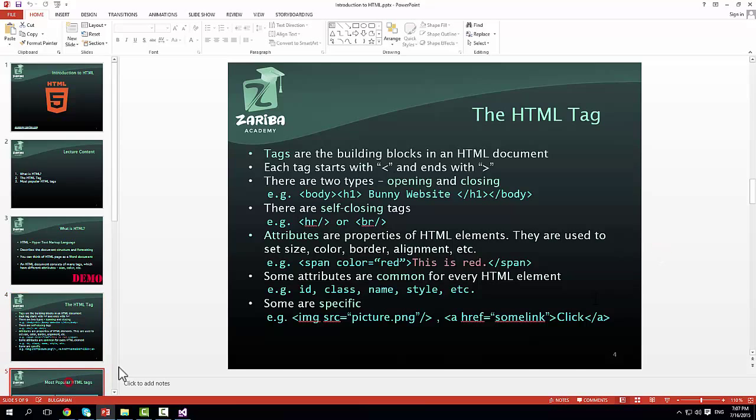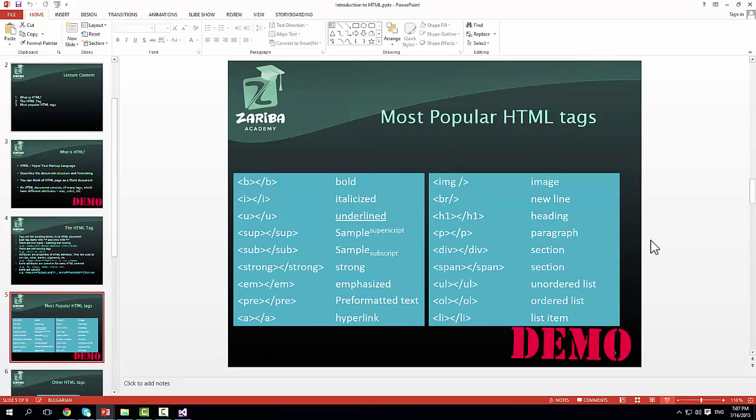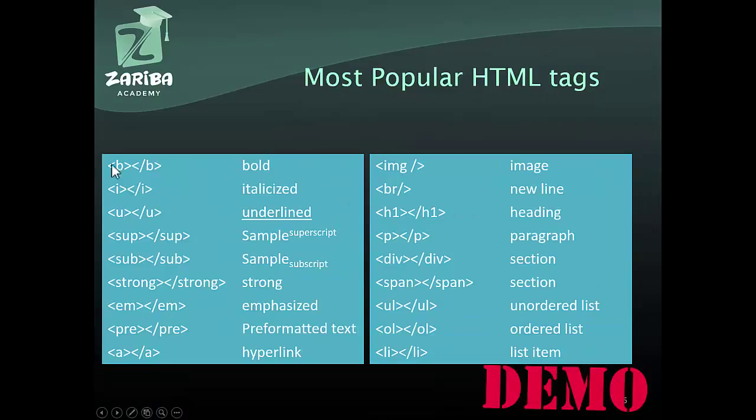So can I go to the next slide? Thank you. Alright, so we have the B tag, which makes something inside bold. We have the I, which makes it italicized. We have U for underlined, sup for superscript, sub for subscript. We have strong and EM.